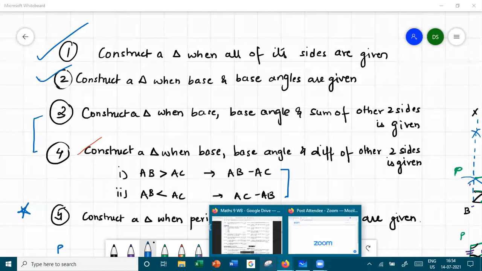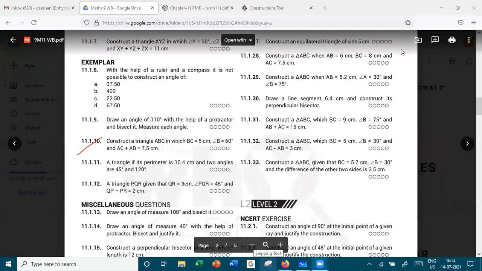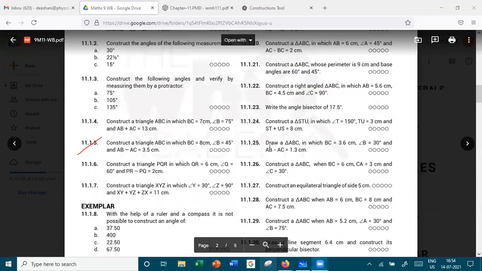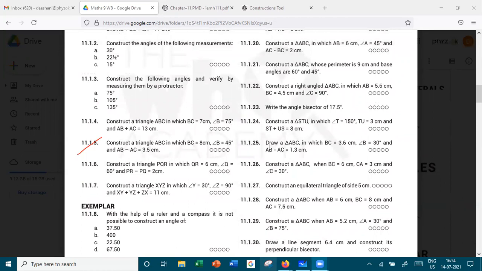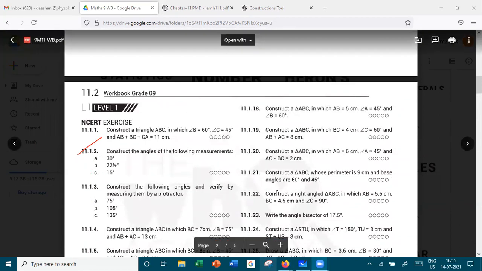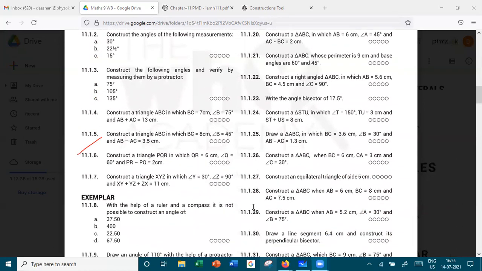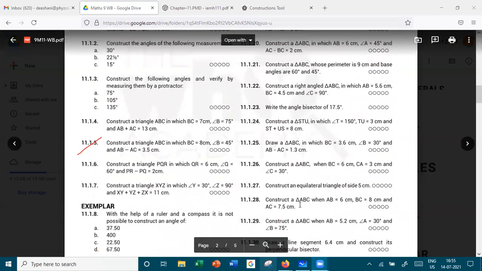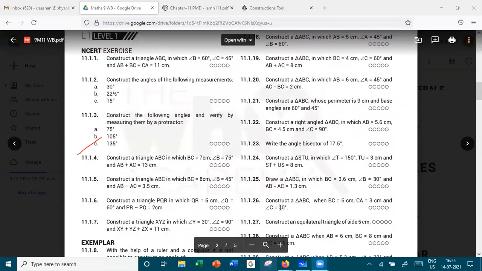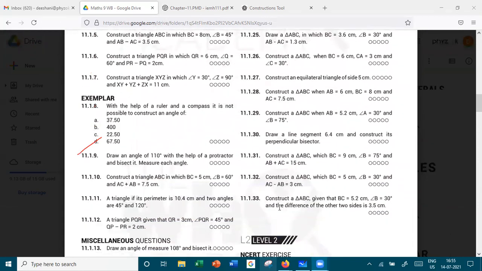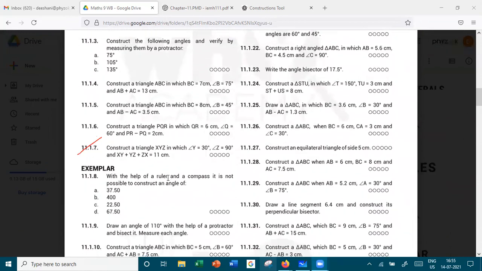Yes, tell me, Samriddhi. Ma'am, for the previous question, I got 7.7 centimeter and 5.3 centimeter. Okay, let me check the answers. I don't have it in front of me. Ma'am, but this sum is also 13 centimeter. So if you're adding the two sides, you're getting it correct. Then it seems right. I forgot which question it was also. Ma'am, this 11.1.4. Okay, let me just cross check the answer.